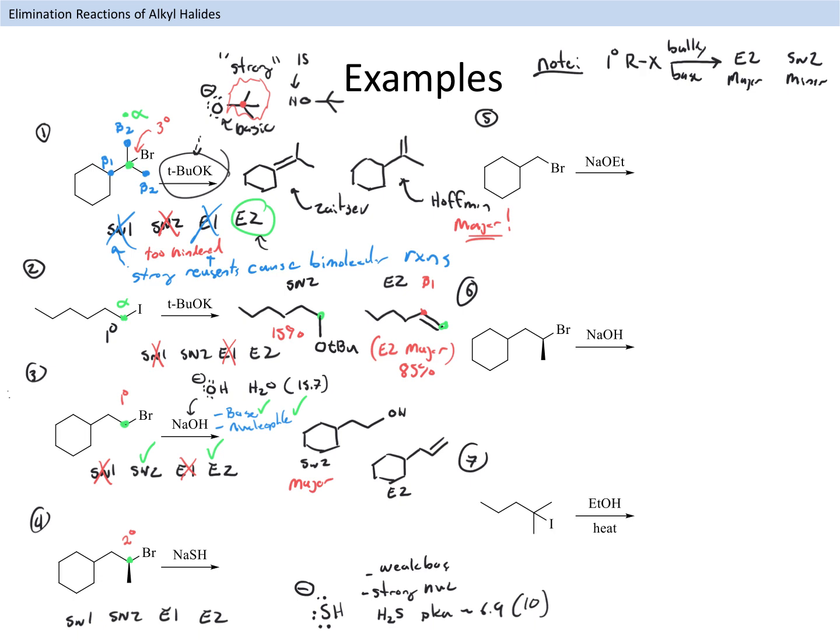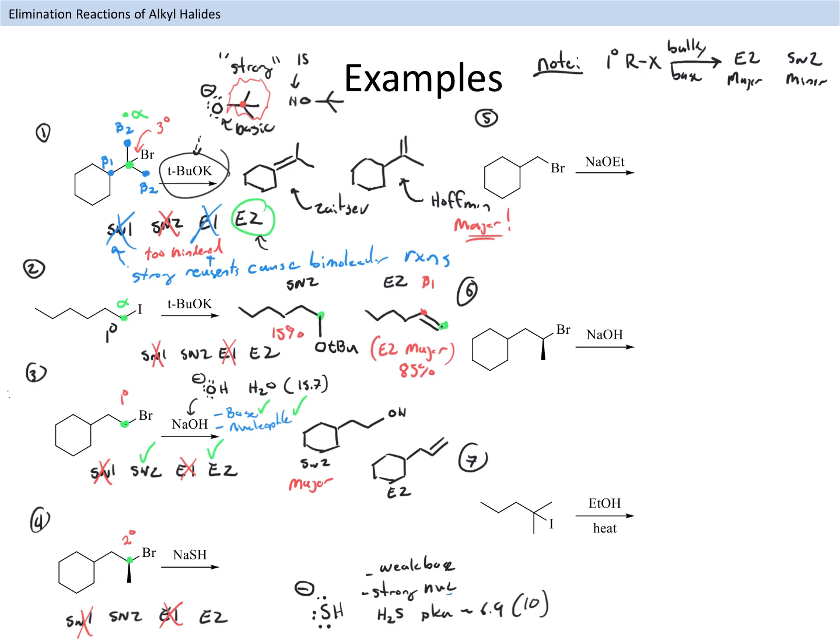So if hydrosulfide is a strong nucleophile, but not a strong base, what should be the outcome of this reaction? Because hydrosulfide is a strong reagent due to its strength as a nucleophile, we know that it will be involved in the reaction mechanism, which means it favors bimolecular reactions like SN2 and E2, and disfavors unimolecular reactions like SN1 and E1.